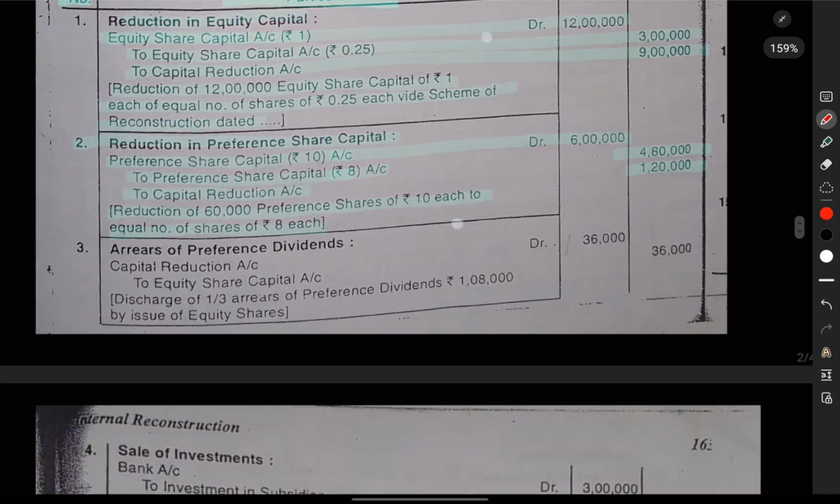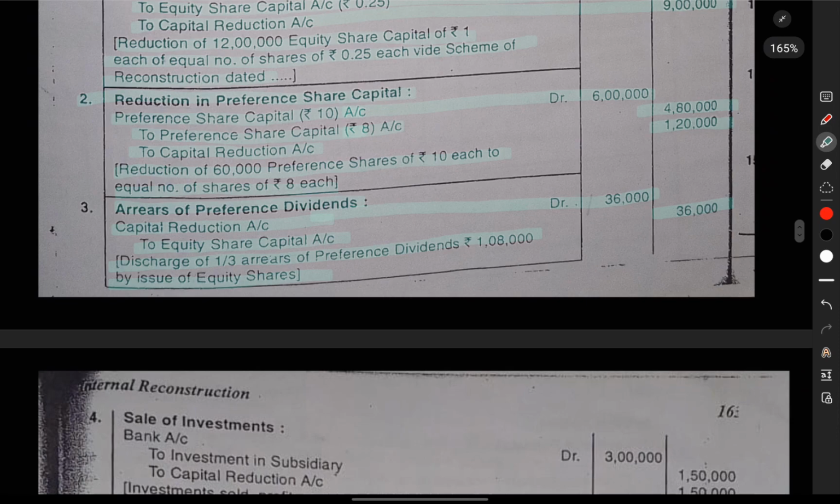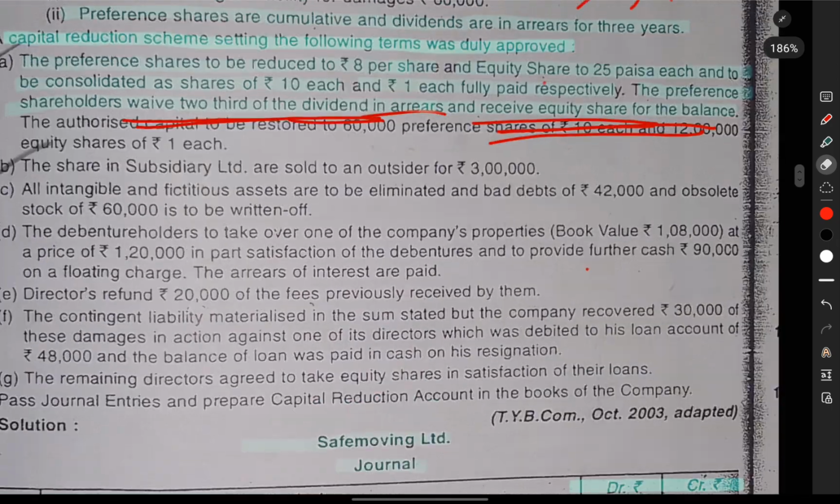So for arrears of preference share dividend, capital reduction account debit 36,000 to equity share capital account 36,000. Discharge of 1/3 arrears of preference share dividend 1,08,000 by issue of equity shares. Equity share capital is our liability, so you have to give credit to it and debit the capital reduction account. Next adjustment.